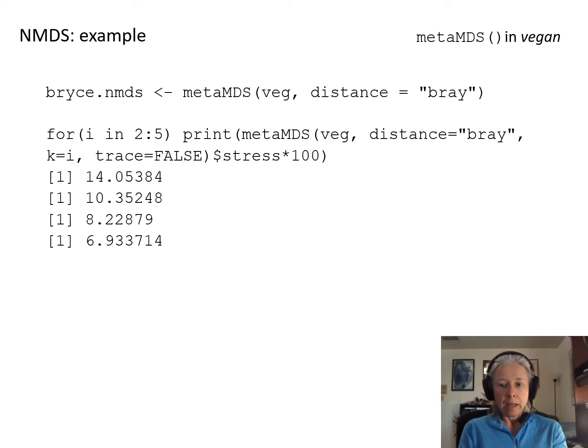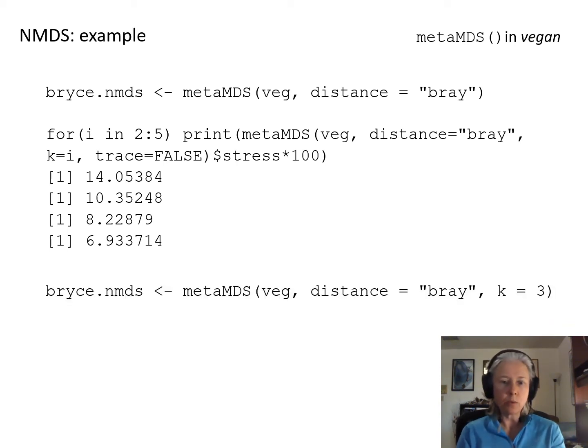So, one nice thing about MetaMDS from vegan is that you can use a function to determine the optimal value of K. In this case, what I did was examine values of K from 2 through 5. And these are the resulting values here. This is the stress for K of 2, K of 3, K of 4, and K of 5 down here.